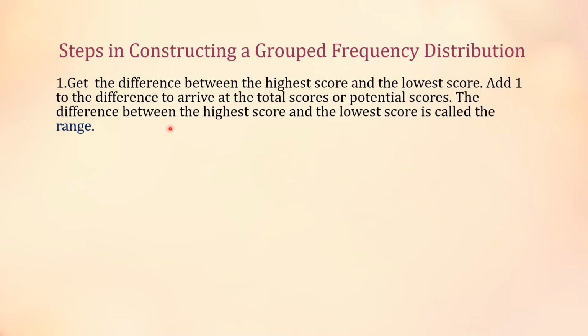Now, importante guys na alam mo yung range kasi we will take up that until the end. Now, what is range? For example, in our data kanina, the highest score is 29 and the lowest score is 10. So, the difference is 19. 19 is our range. So, the total number of potential scores, we have 19 plus 1 equals 20.